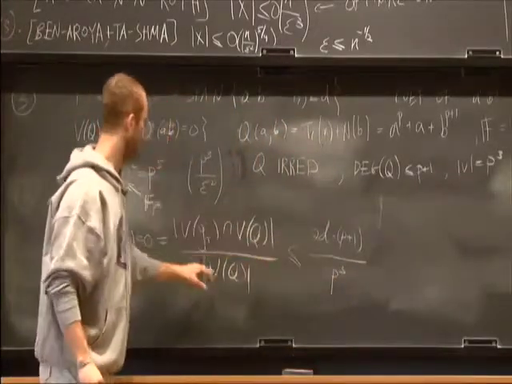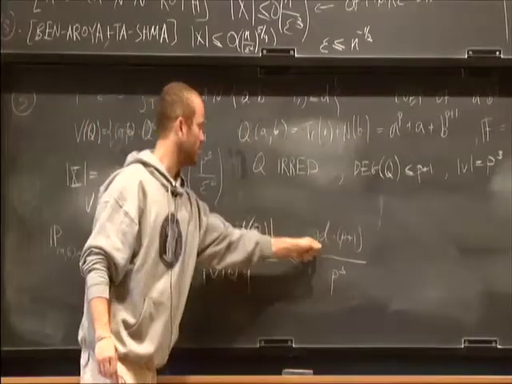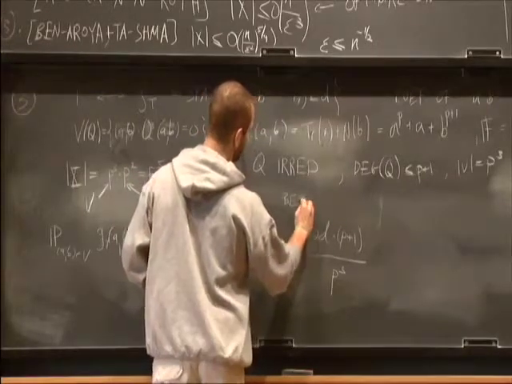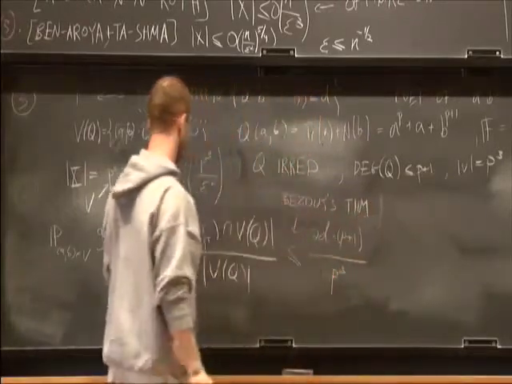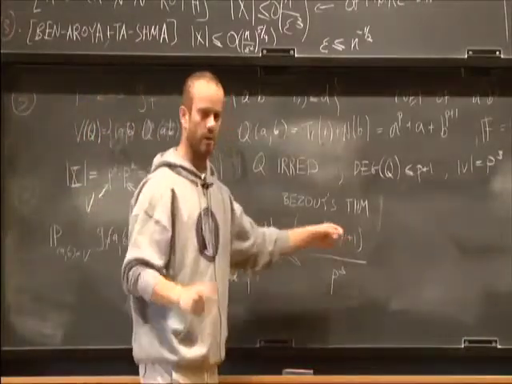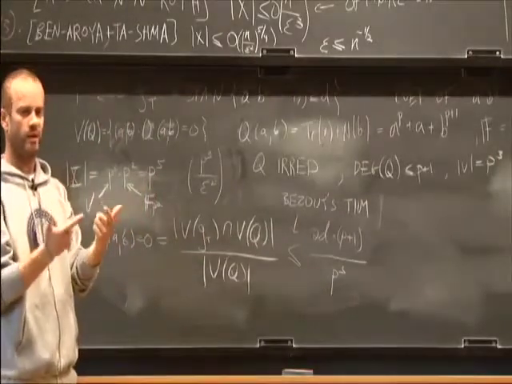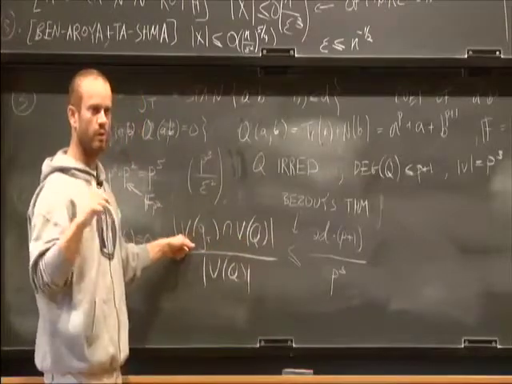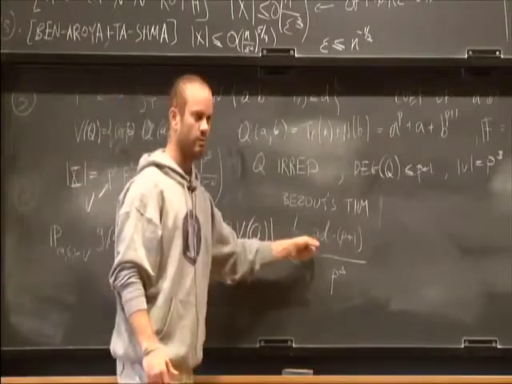This I just copied. And why is this at most 2D times p plus 1? This is what is called Bezout's theorem. It says that if two polynomials of degree d and p roughly have more than this many roots, then they have a common factor. But since this polynomial is irreducible and this is of lower degree, they cannot have a common factor. So the number of roots here is at most this much.